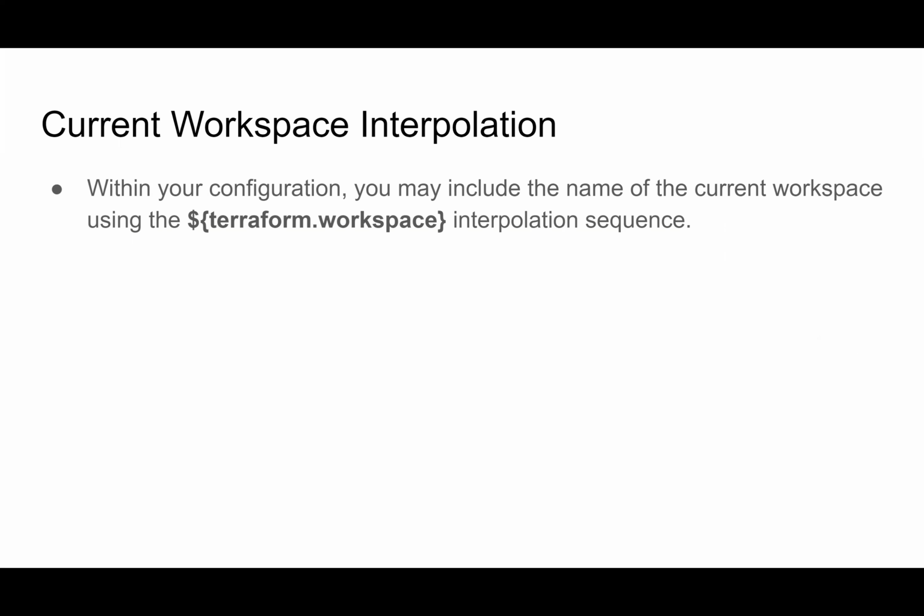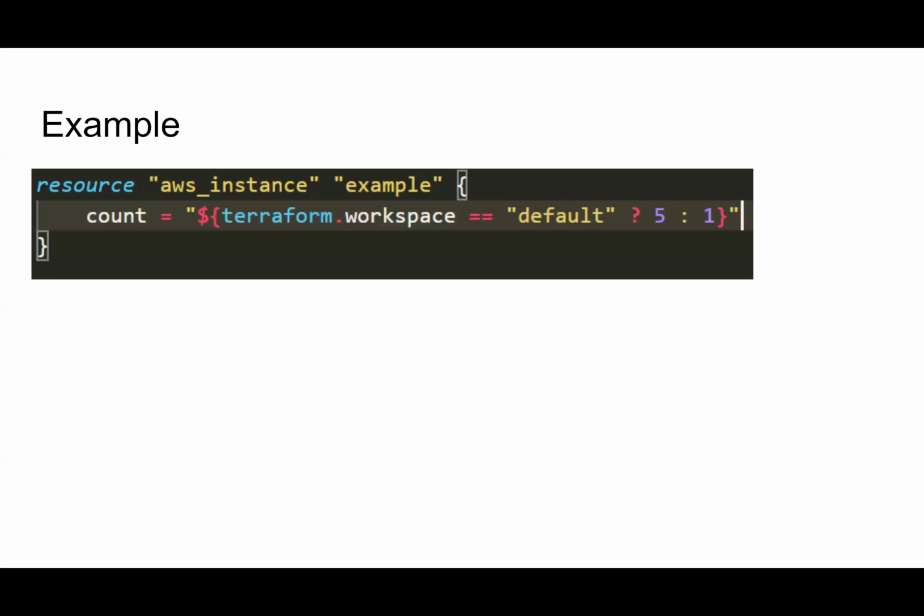A nice thing that we can benefit from using workspaces is workspace interpolation. Within your configuration, you can include the name of your current workspace. In this case, if it was default, then this interpolated value would return default. If it was sandbox, it would return sandbox. So we could use this to name things based on an environment or to create resources that depend on the environment name.